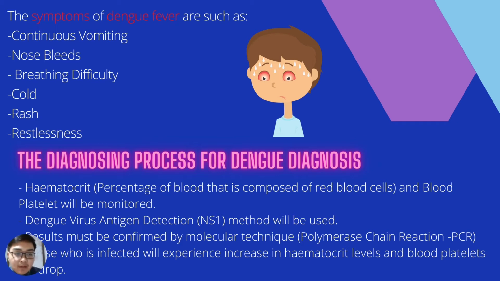Dengue virus antigen detection, also known as the NS1 method, will be used. The result must be confirmed by a molecular technique, also known as the polymerase chain reaction, or PCR. Those who are infected will experience an increase in hematocrit levels and a drop in blood platelets.